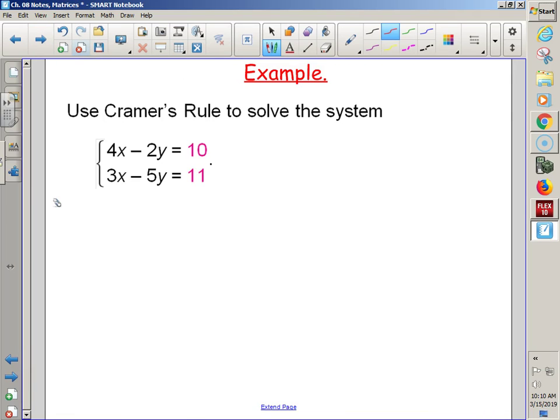If I was to give you something like this, it's an actual system. To get the correct answer on the test, could you use substitution? Ugh, this would be a nasty substitution problem. Could you use elimination? Yeah. Could you use RREF? Yeah. But if I say use Cramer's rule, remember, I'm looking for you to write out the formula, and then you can use your calculator.